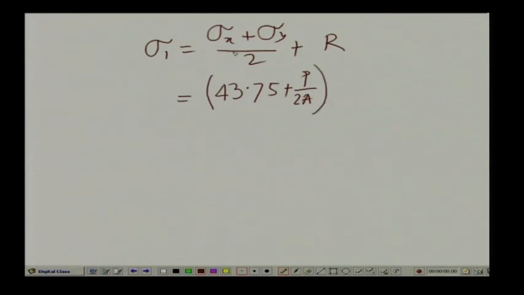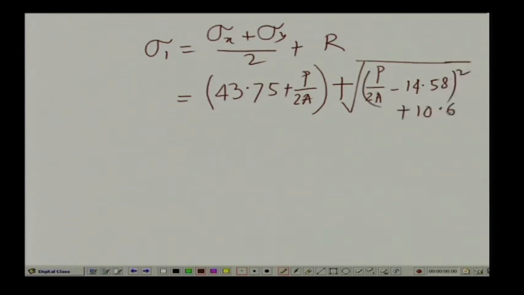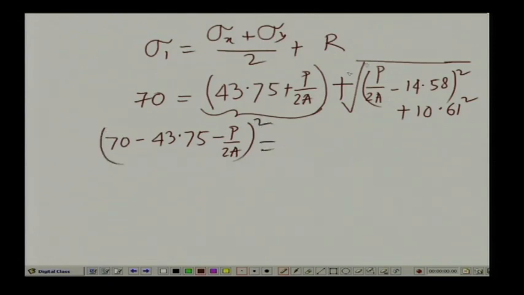Sigma x, as you have seen, is 29.17 plus P by A, and sigma y is equal to 58.33. So, that divided by 2 will give you this, plus R, as you have seen, is equal to the square root of (P by twice A minus 14.58) squared plus tau xy squared, which is 10.61 squared. Now, sigma, as we know, is to be limited to 70. So, if we take this part on the left-hand side, it becomes 70 minus 43.75 minus P by twice A, and squaring both sides, the root goes away, we have (P by twice A minus 14.58) squared plus 10.61 squared.